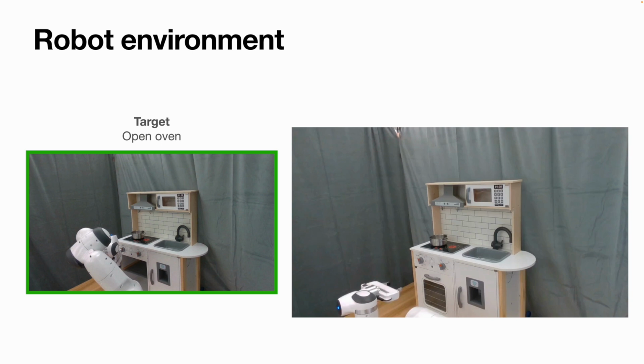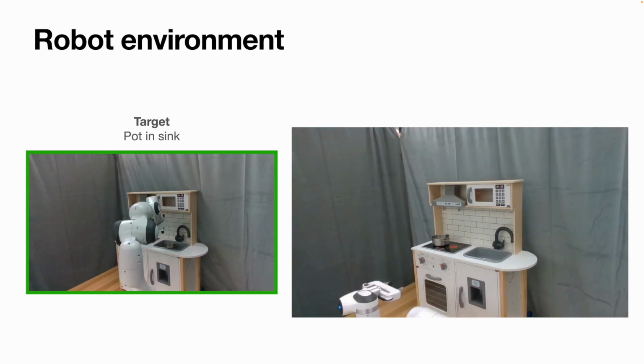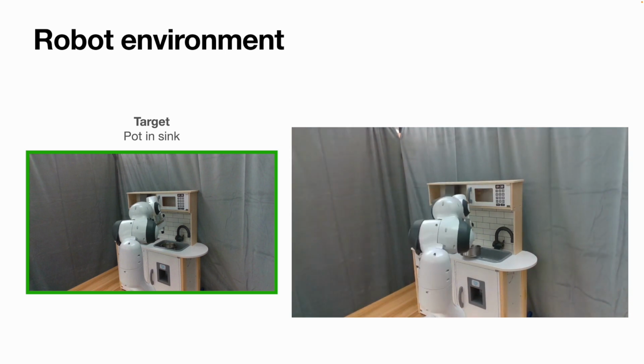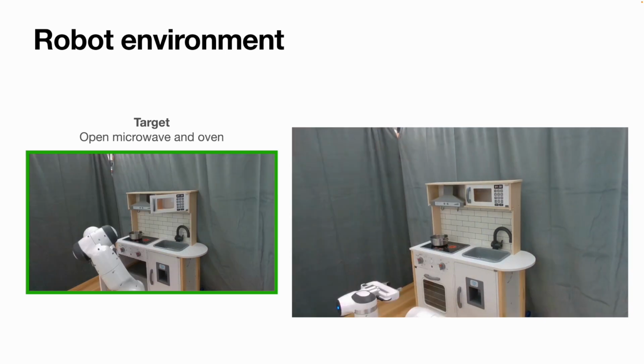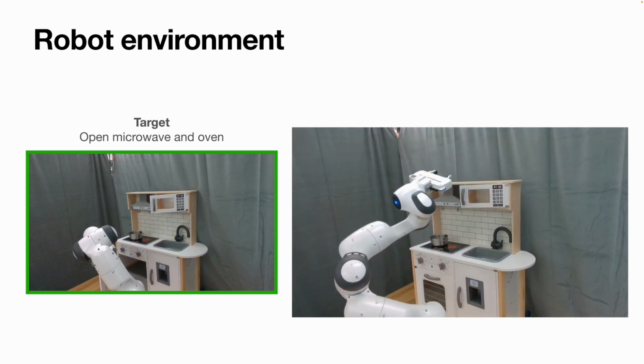So on the left, here's the prompt. If we prompt it with an open oven door, the robot will just happily open the oven door for you. And starting from the same position with the same model, if we prompt it with the pot already in the sink, the robot will put the pot in the sink. And if we prompt it with both the microwave and the oven door open, the robot will open both.